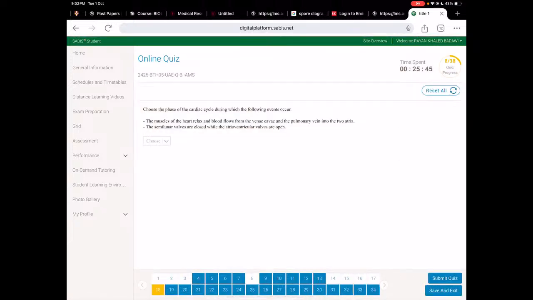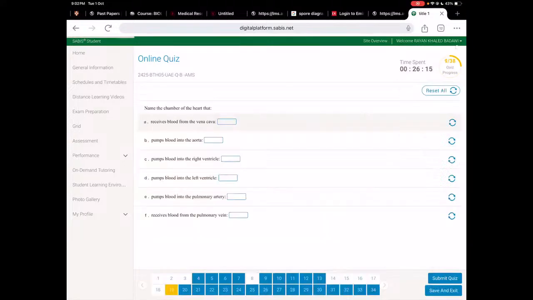Okay, these are the phases of the cardiac cycle. I explained it to you guys already, so let's just look at the question now. The muscles of the heart relax and blood flows from the vena cava and the pulmonary vein into the two atria, and the semilunar valves are closed while the atrioventricular are open. We said, remember, whenever you see muscles of the heart are relaxed, it's going to be diastole. Systole is contraction, diastole is relaxation. Dissipate heat means release heat. Dissipate just means releases.